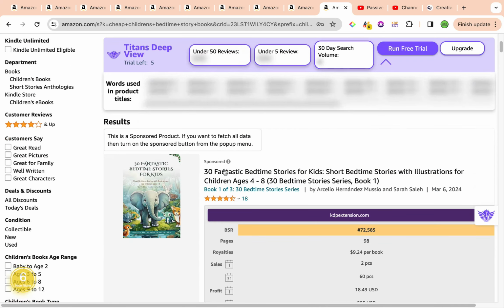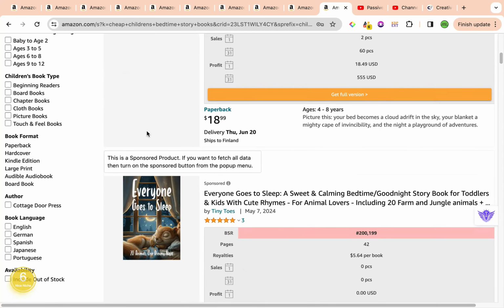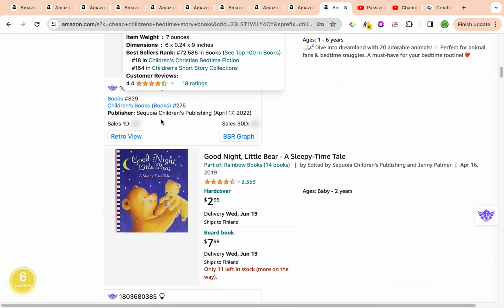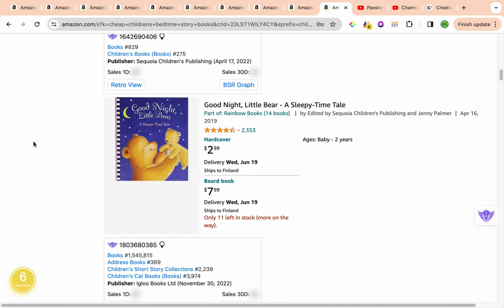So let's take a look. These books do not need to be sponsored, so we're going to avoid this one, for example, which is a sponsored post. We're going to take a look at this book, Goodnight Little Bear, a sleepy bedtime tale, and it has a bestseller rank of 829, fits the metric for being below 100,000.